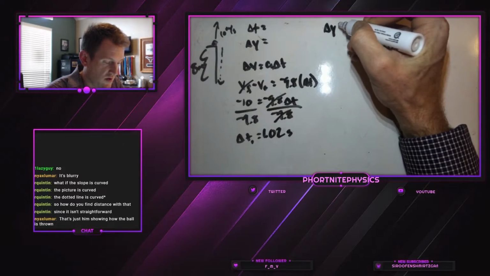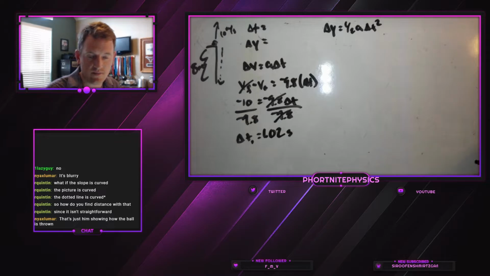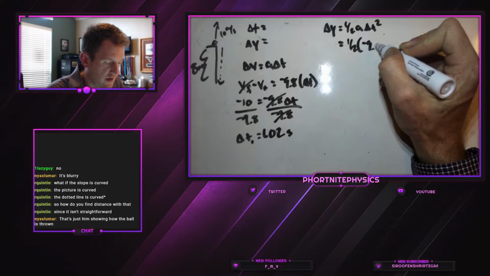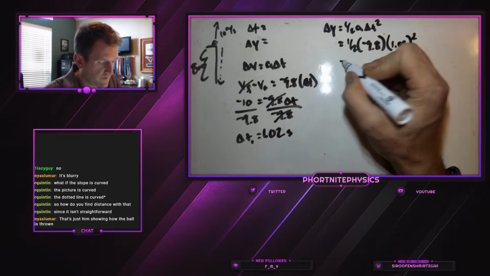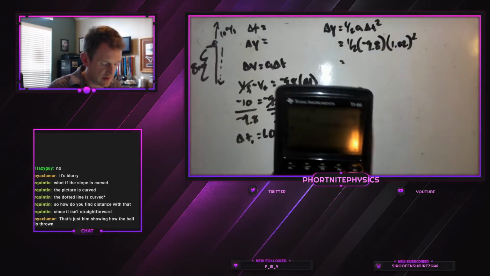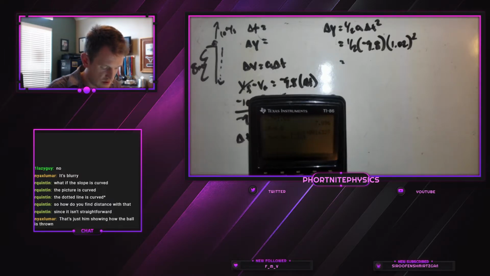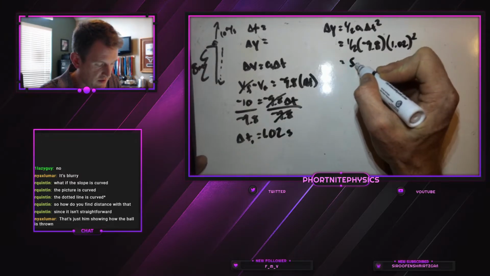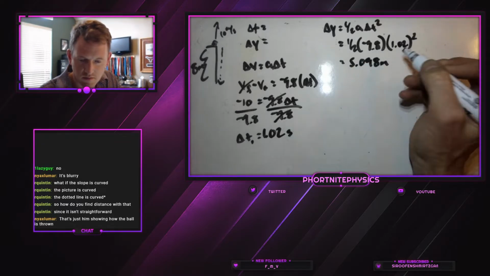That's our delta Y equation, equals 1/2 A delta T squared. So our delta Y is equal to 1/2 times negative 9.8 multiplied by our time squared. If we punch all that into our calculator, 0.5 times 9.8 times 1.02 squared, we end up with a vertical displacement of 5.098 meters.